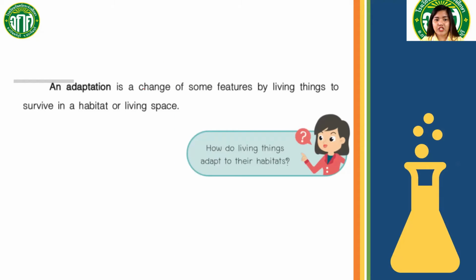Okay, an adaptation is a change of some features by living things to survive in a habitat or living space. So again, an adaptation is a change of some features by living things to survive in a habitat or living space. So for you to be able to survive in a living space, you have to adapt, right?